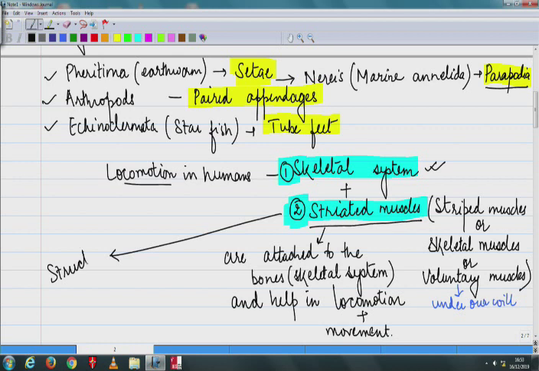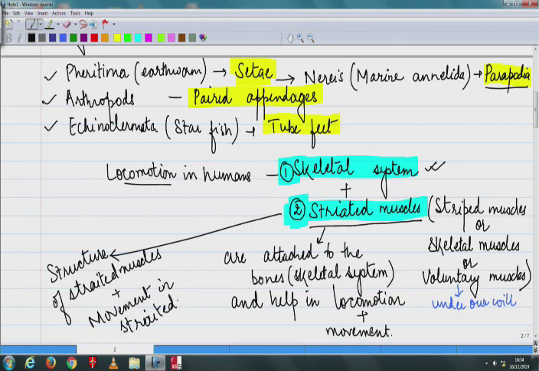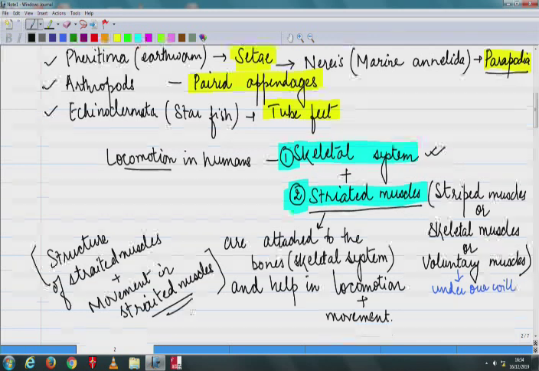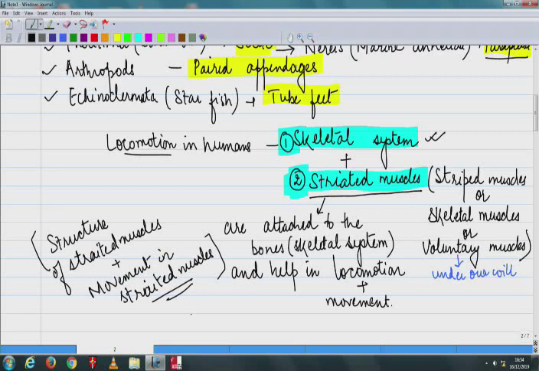That is how the structure is there. The structure of, first thing, striated muscles, plus the movement in striated muscles. So we have two things over here, and we are going to do this section in the next class. Just let me know in case when you see this video you have any problem. For now, I will be wrapping up the class. In the next class, we will see the striated muscles part.